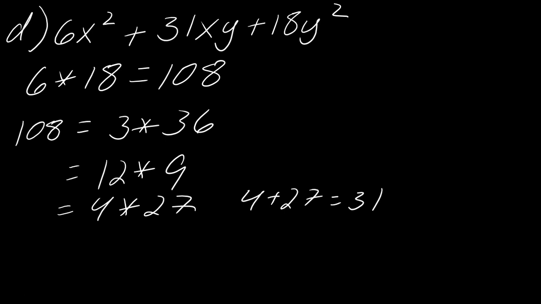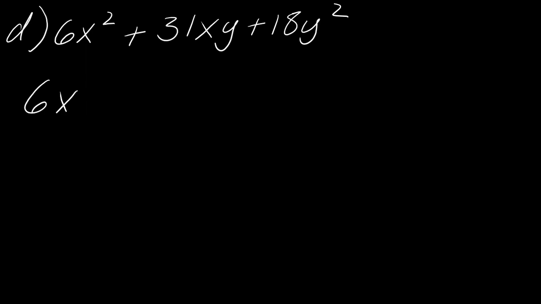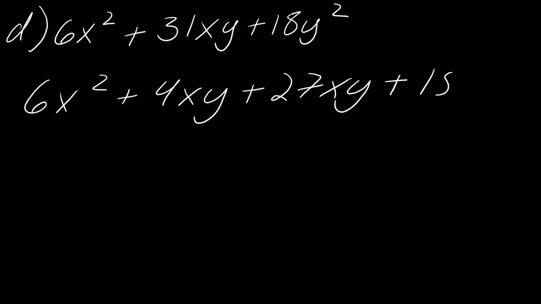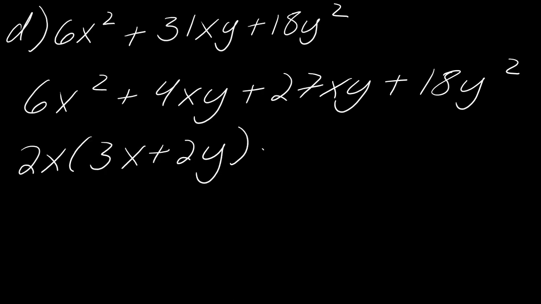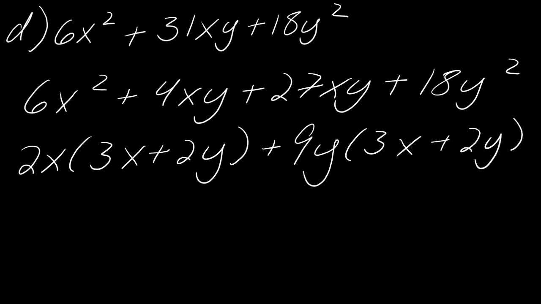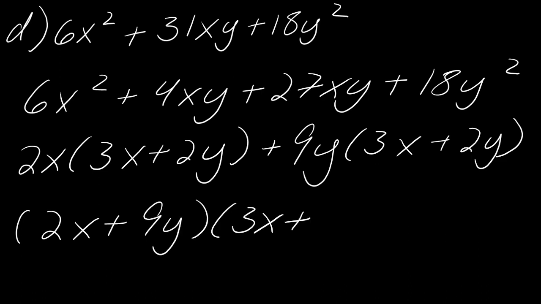Okay, so now let's rewrite the problem so that we can set it up for grouping. The middle term is going to get broken up into 4xy, 27xy. Okay, so there we go. I would encourage you now to finish this and just hit play when you think you've got it. So let's see, I'm going to factor out 2x. This becomes 3x plus 2y. And then I'm going to factor out 9y. So this becomes 3x plus 2y. So this factors to (2x plus 9y)(3x plus 2y).